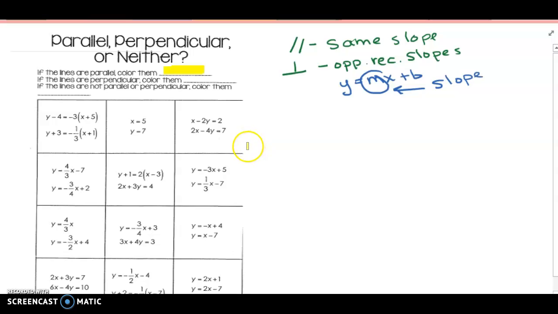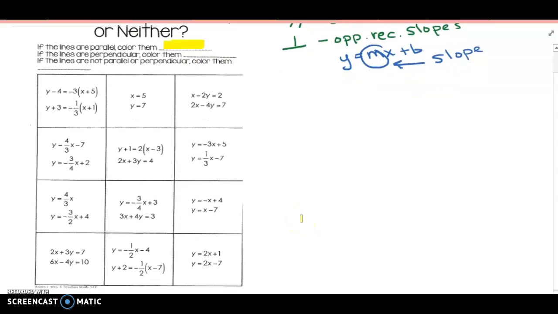Okay, now let's look at this. Are there any that really stand out that we can look at and say for sure, oh yes, those are parallel? What draws my attention is this box right here. Notice y equals 2x plus 1, y equals 2x minus 7. Well, remember the slope is 2 and the slope is 2, so same slope. So this would be parallel.